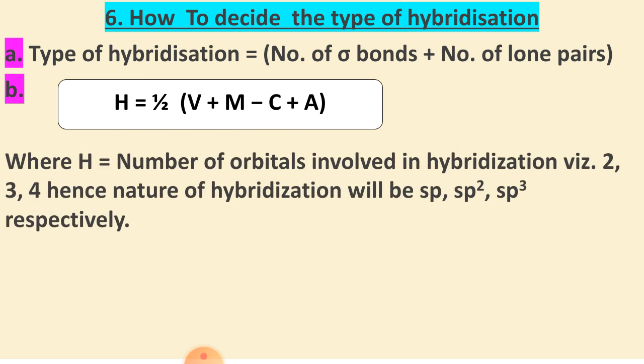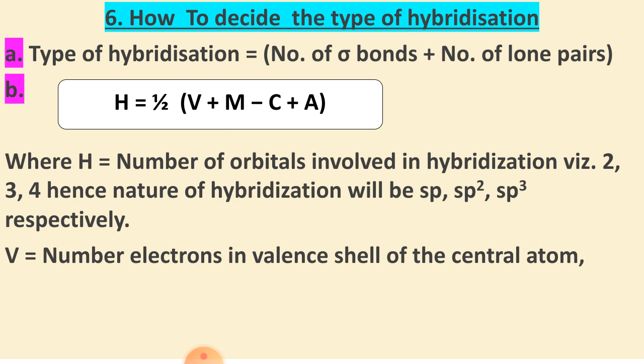Formula given: H equal to half (V plus M minus C plus A). Here H is the number of hybrid orbitals involved in the hybridization, which may be 2, 3, 4. Hence the nature of hybridization will be sp, sp2, sp3, etc., respectively.